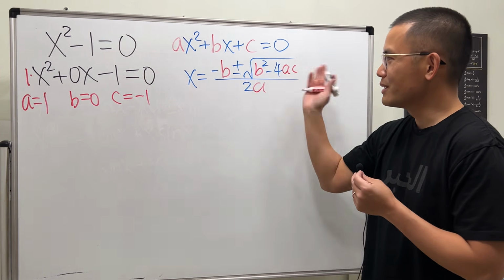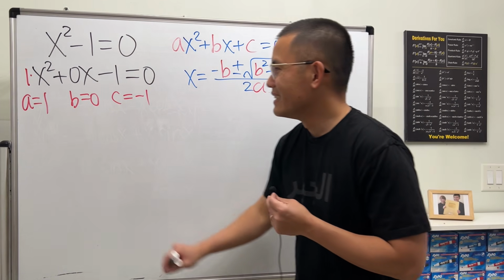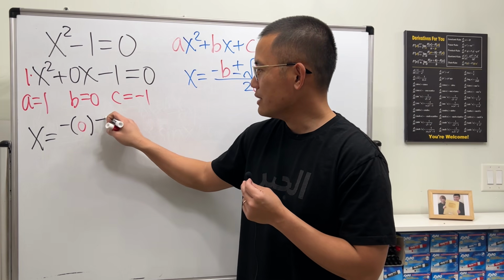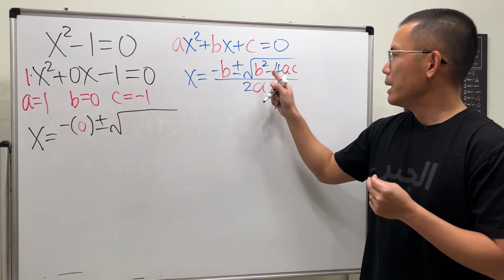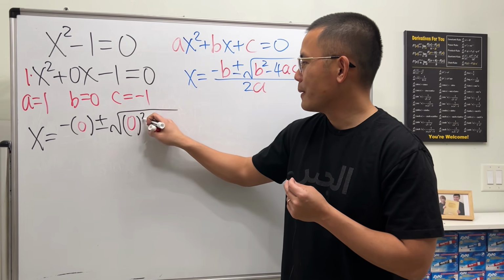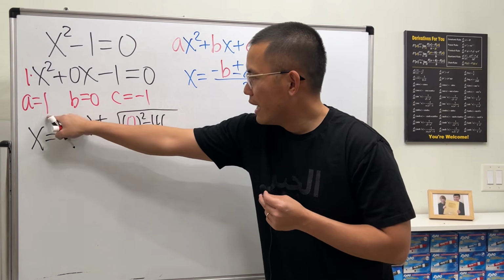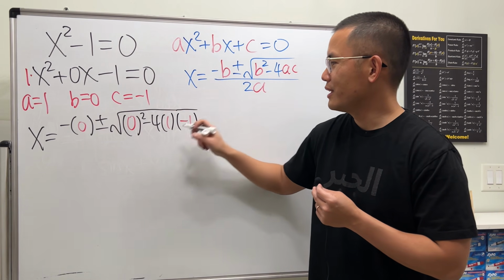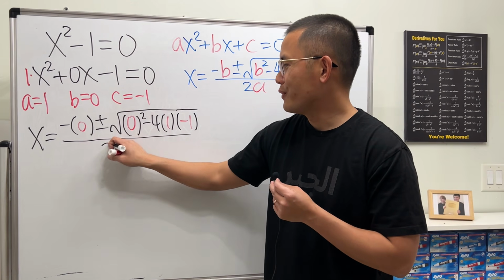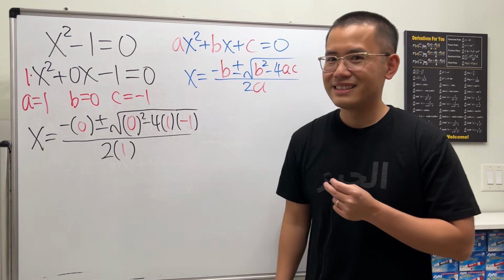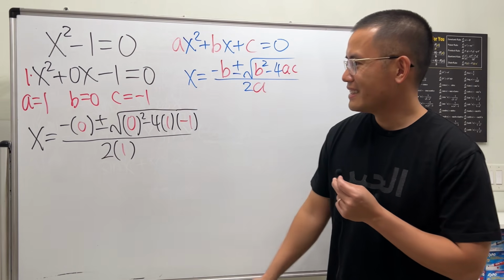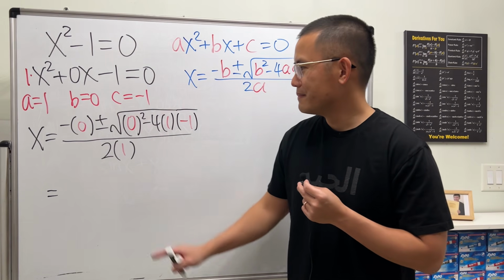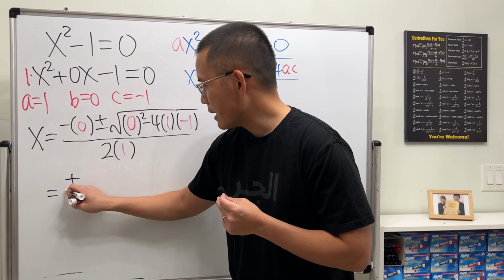Now let's throw all these numbers into the quadratic formula, why not? x is equal to negative b, which is negative 0, plus or minus square root of b squared, so 0 squared, minus 4ac. a is 1, and c is negative 1. Let's see if we still end up with the same answer. We should, of course. All over 2 times a, which is 2 times 1. Now, this right here is just 0, so we don't even bother to write it down. We still have to maintain both the plus or minus though.